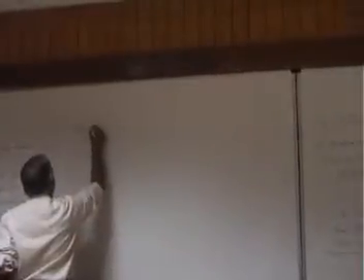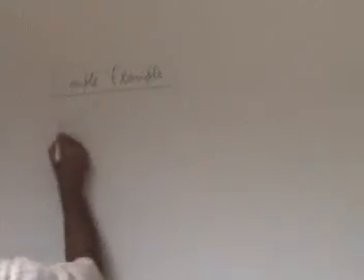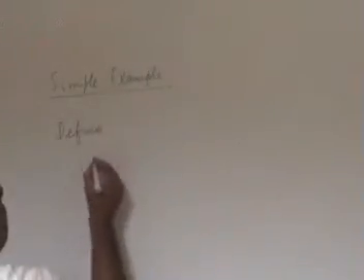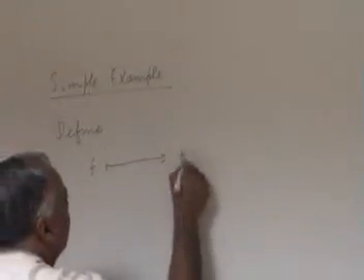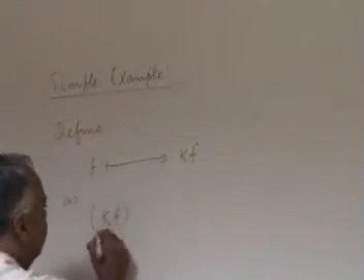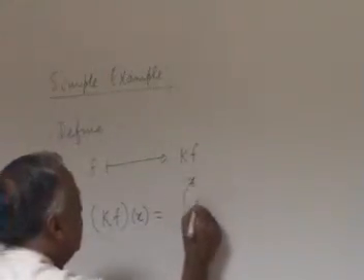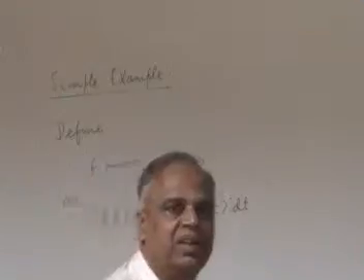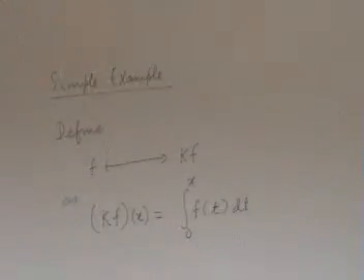So let me give one simple example. Define f goes to Kf as the transformed function, which is simply the indefinite integral of the original function. If you want to find the value of the transformed function at a point, take the area under the curve up to that point. That's all. Take the area under the curve up to that point.